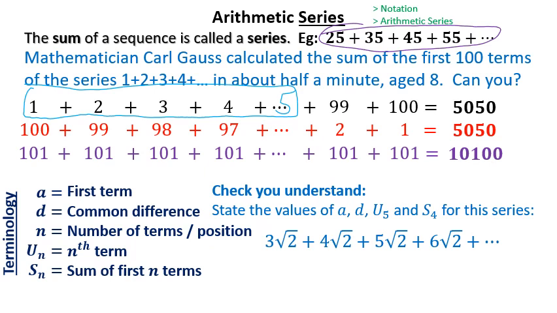U5 means the 5th term. It's not shown on here, I've only given you the first 4, but it should be clear from the pattern that the 5th term will be 7 root 2. And lastly, S4 means the sum of the first 4 terms, and they're already shown on the screen, so all you would need to do is add them together, and you should get 18 root 2.